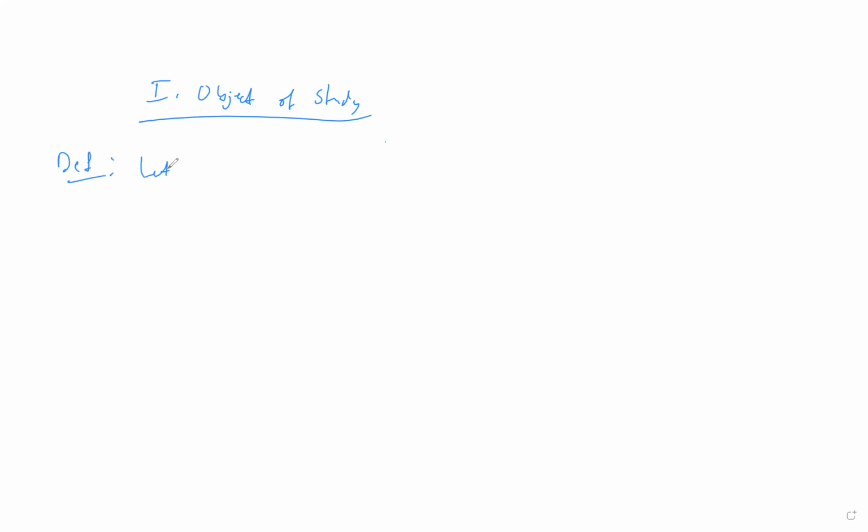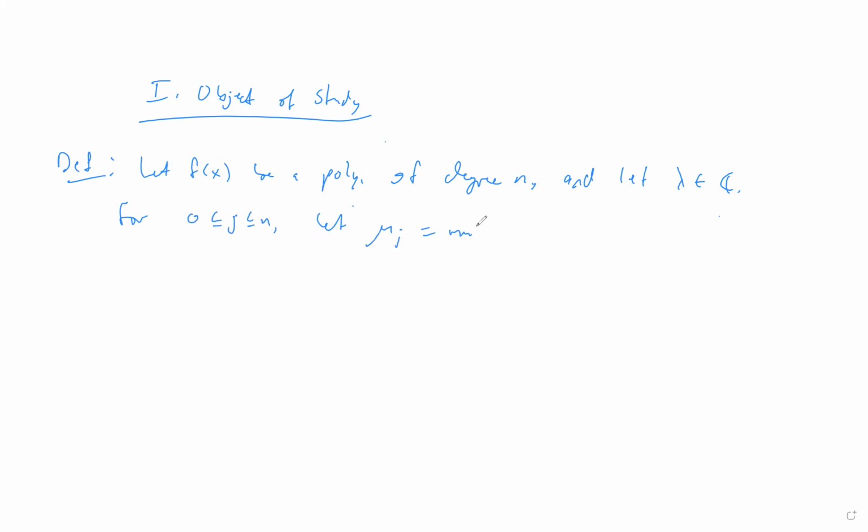We'll let f be a polynomial of degree n, and let lambda be some complex number. For each j between 0 and n, we're going to let mu j be the multiplicity of lambda as a zero of the jth derivative, f^(j).